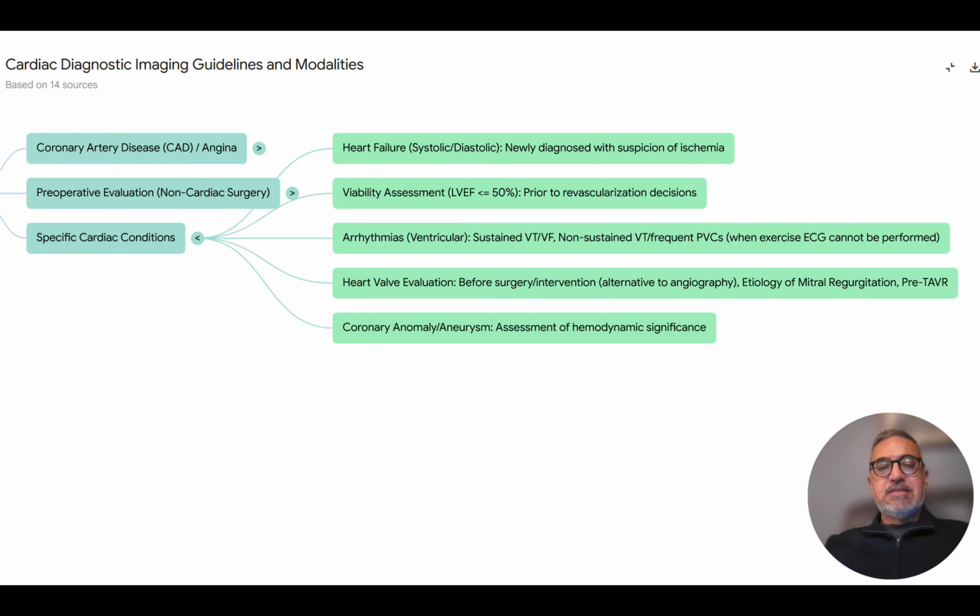Specific cardiac conditions such as new onset heart failure, either systolic or diastolic, with suspicion of ischemia, viability assessment when the EF is less than or equal to 50%, ventricular arrhythmia, sustained VTAC, VFib, non-sustained VTAC, frequent PVCs when exercise EKG cannot be performed, heart valve evaluation before surgery intervention, and etiology of mitral regurgitation, pre-TAVR assessment, all of these qualify. Patients that have coronary anomalies or aneurysms to assess their hemodynamic significance.